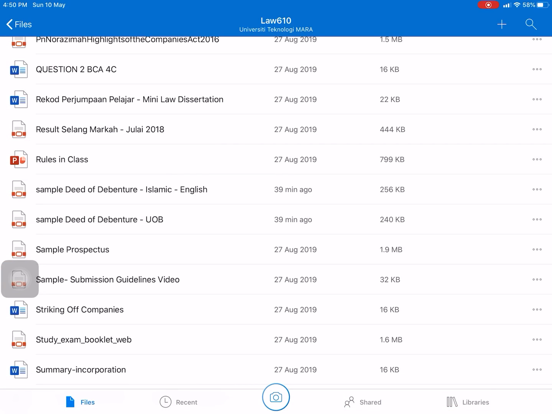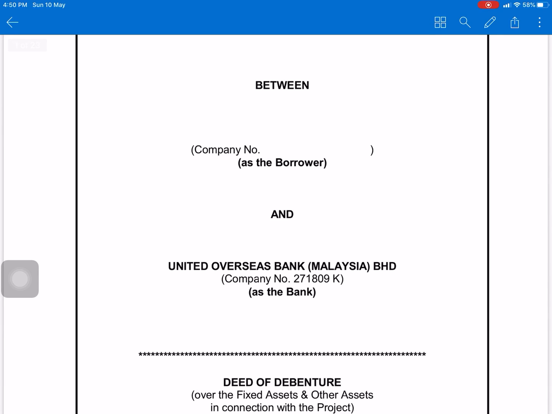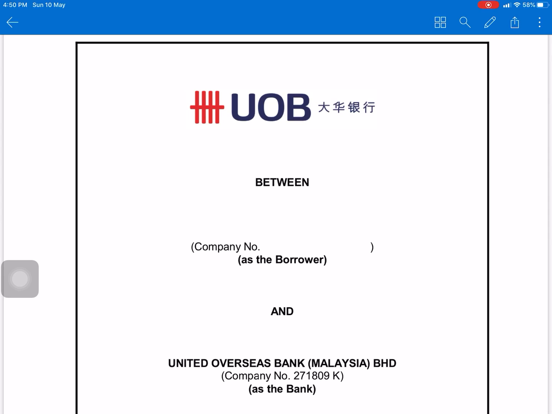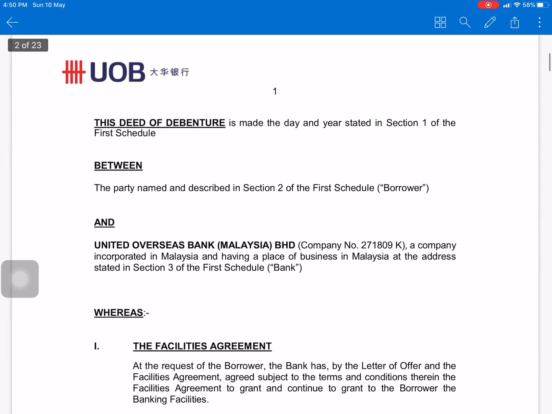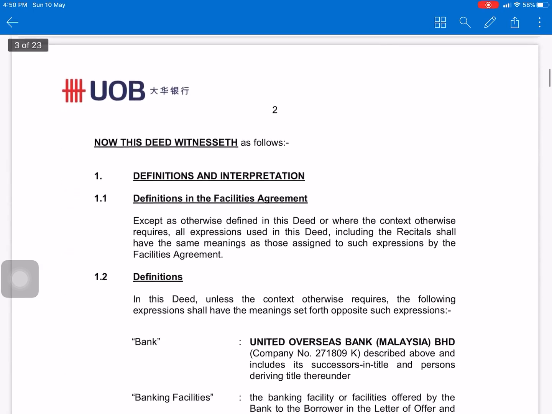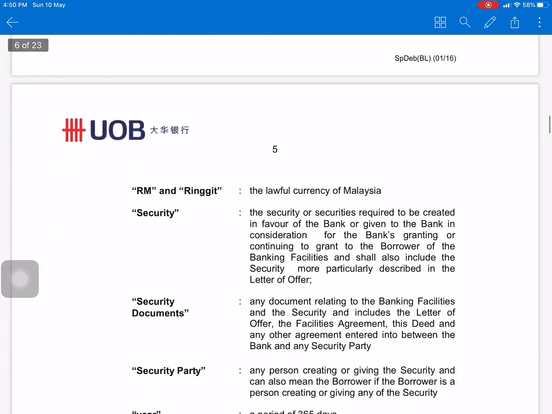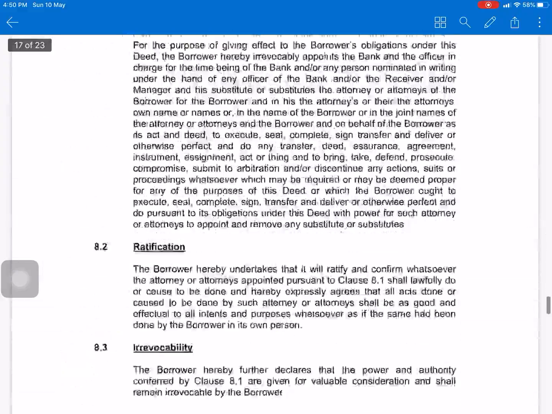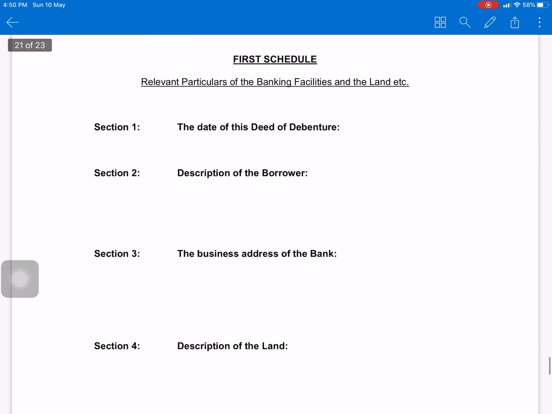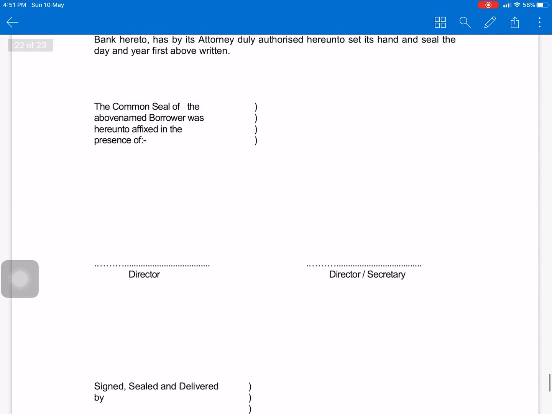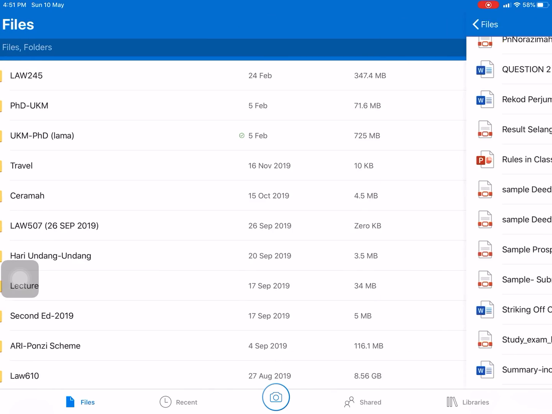Now there's another example, by another bank; the one just now was CIMB Bank. Now this is between a company as the borrower and UOB Bank. So that is the deed of debenture. Again, same thing, they have the definitions: what the banking facility is, who the borrowers are. If we continue further, at the end we see the description of the borrower, with the common seal above the borrower's name, in the presence of a director and director secretary. So we know that the borrower is a company. That is so much for the definition.